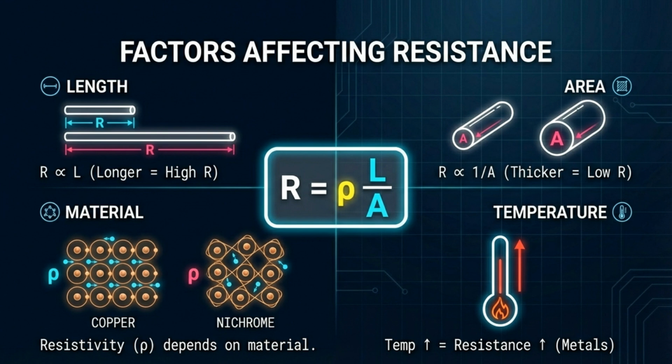Resistance is affected by four main factors: the length of the conductor, its area, the material, and the temperature. Resistance is directly proportional to length and inversely proportional to area. The formula R equals rho times L over A summarizes these relationships.